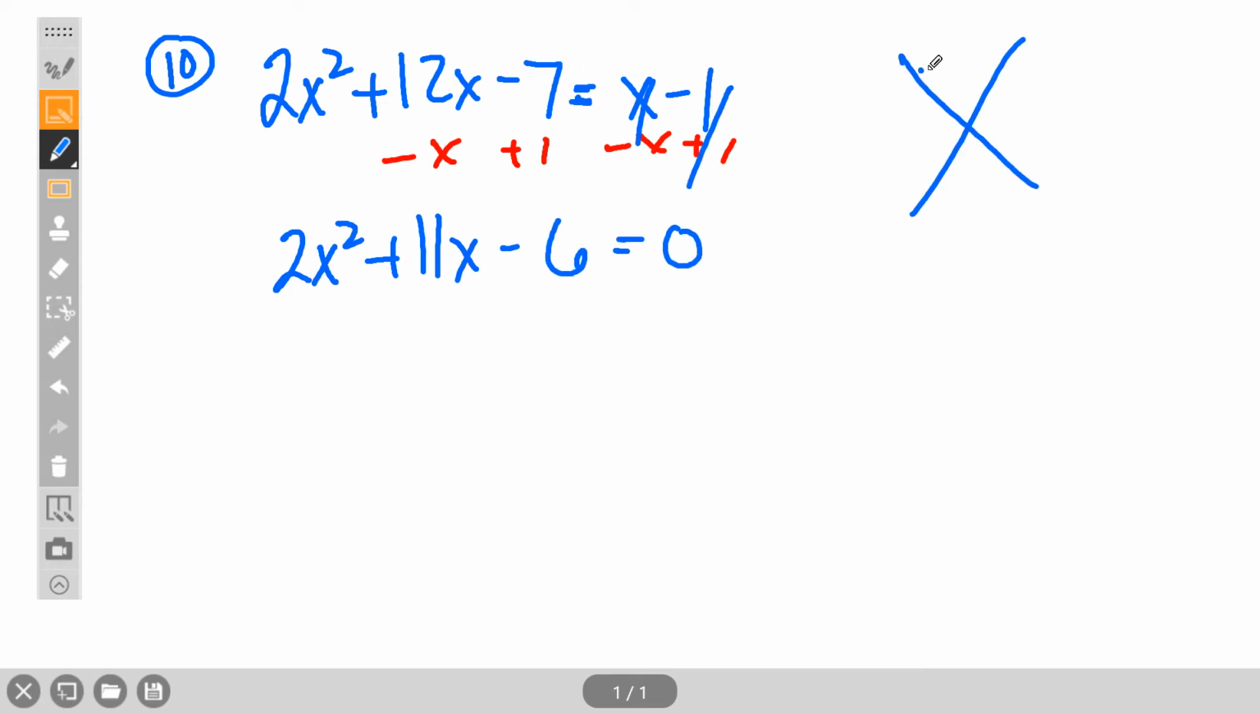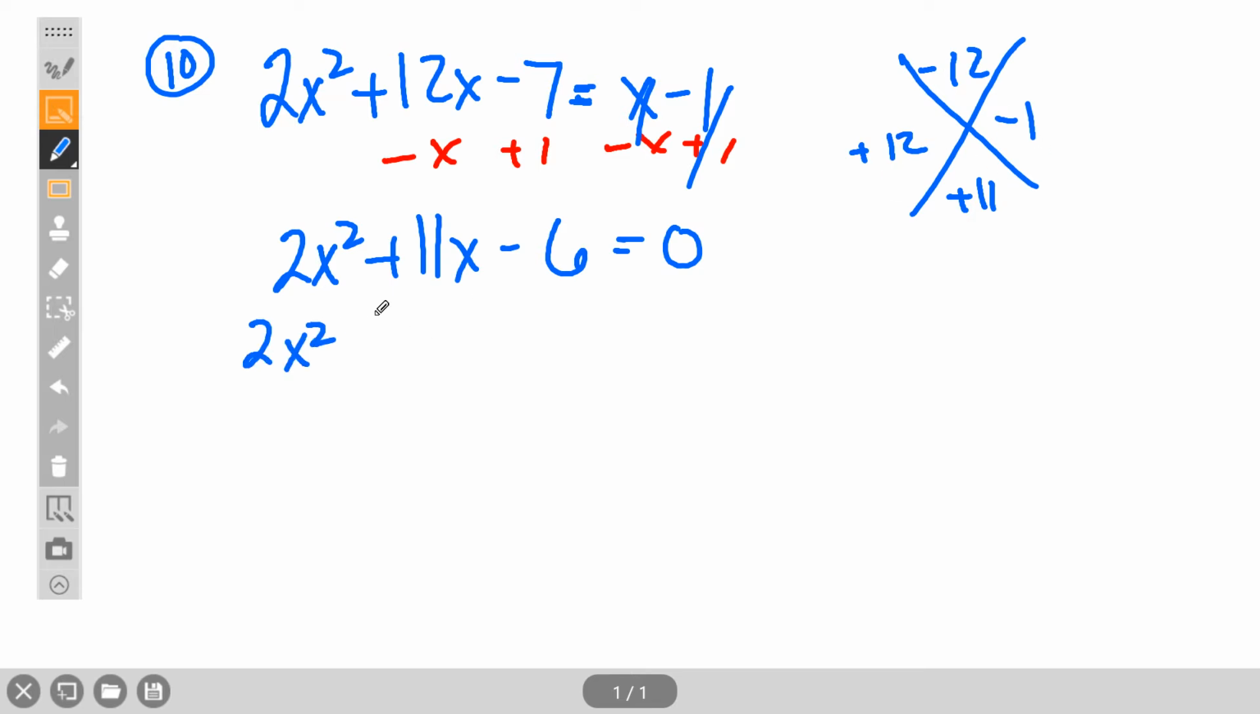A times c is negative 12, b is positive 11, because I'm trying to factor this now. So the two numbers I'm looking for are positive 12 and negative 1. Those multiply to make negative 12. They add to make positive 11.